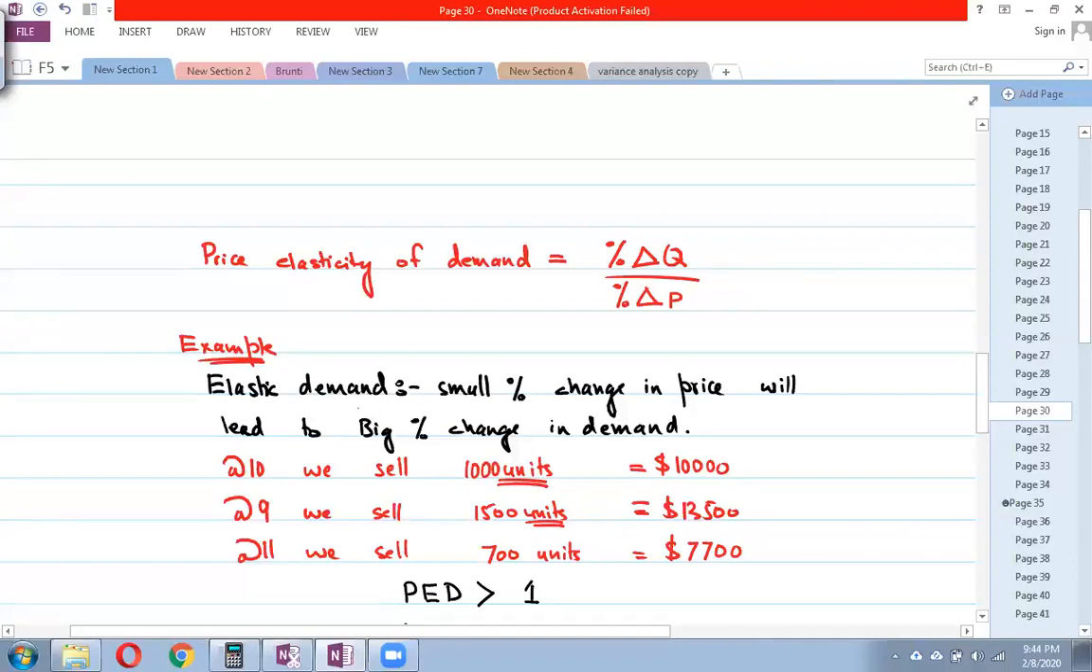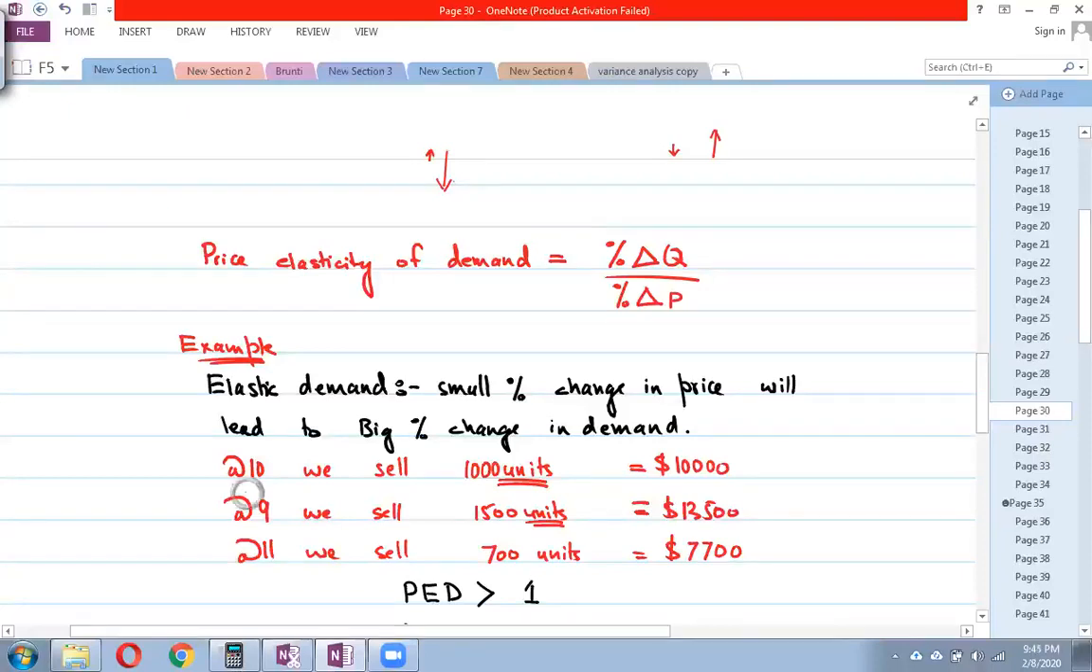Elastic demand. What is elastic? Elastic means changing. So a small percentage change in the price will lead to a big percentage change in the demand. It means that if you reduce the price a little bit, demand will increase a lot. Elastic, changing, right? A small reduction in the price will have a big increase in the demand. Or for example, a small increase in the price will have a big reduction in the demand, right? That's what we call an elastic product.